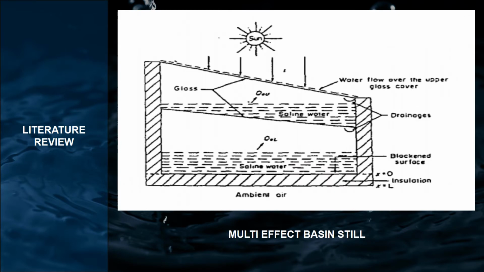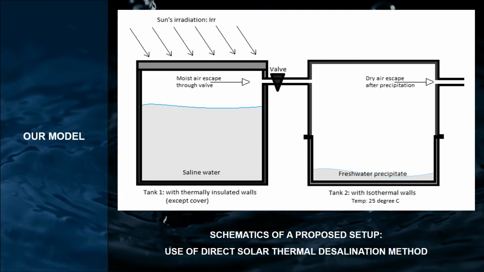The other type is the multi-effect basin still. It has multiple compartments and each of them have a distillate channel. The condensing surface of a lower compartment is the floor of the upper compartment. Now, there exist several modifications to these two types which improve the quantity of freshwater output. Inspired by the first type, I started building my own prototype.